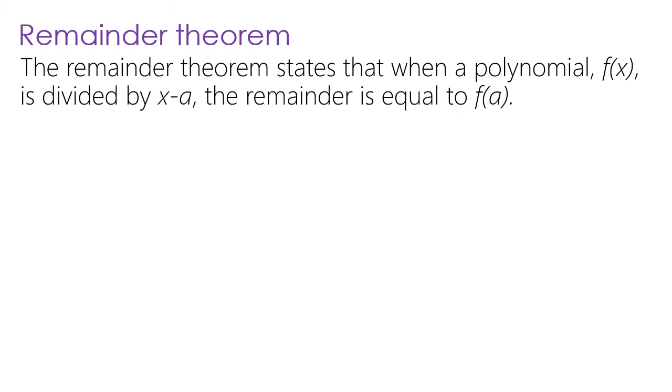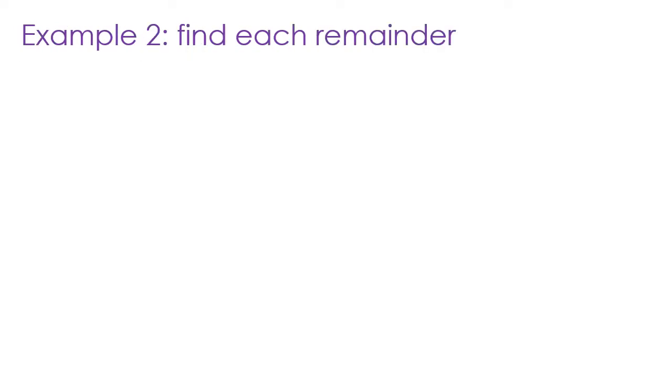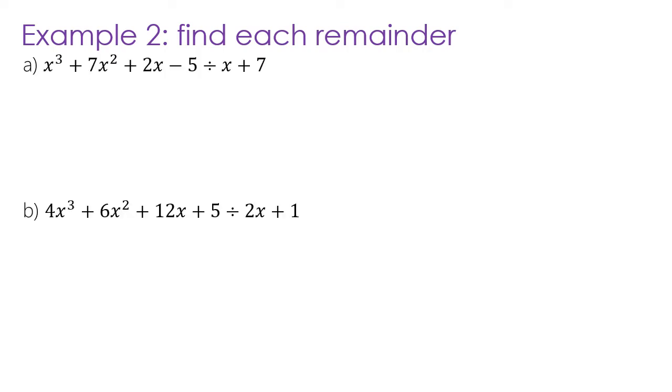That leads us to the remainder theorem. The remainder theorem states what we just drew the conclusion to. When a polynomial is divided by x minus a, the remainder is equal to f of a. Pretty straightforward. Let's practice that. Example 2, find each remainder.